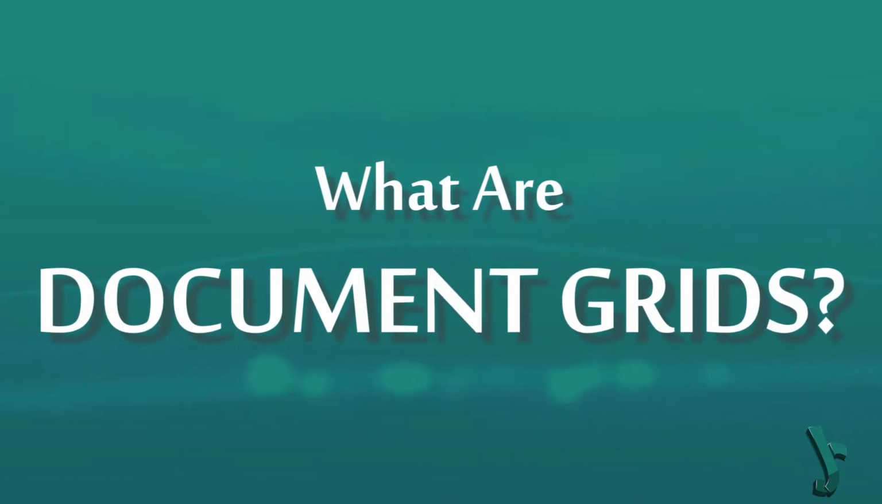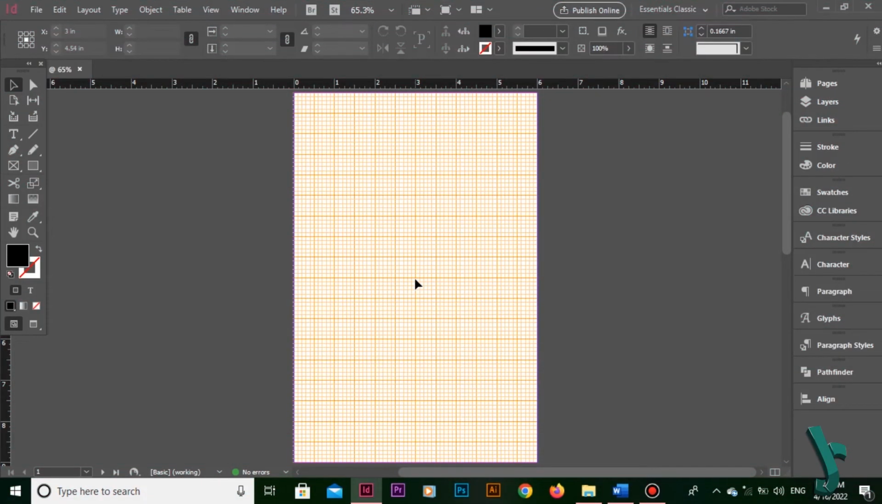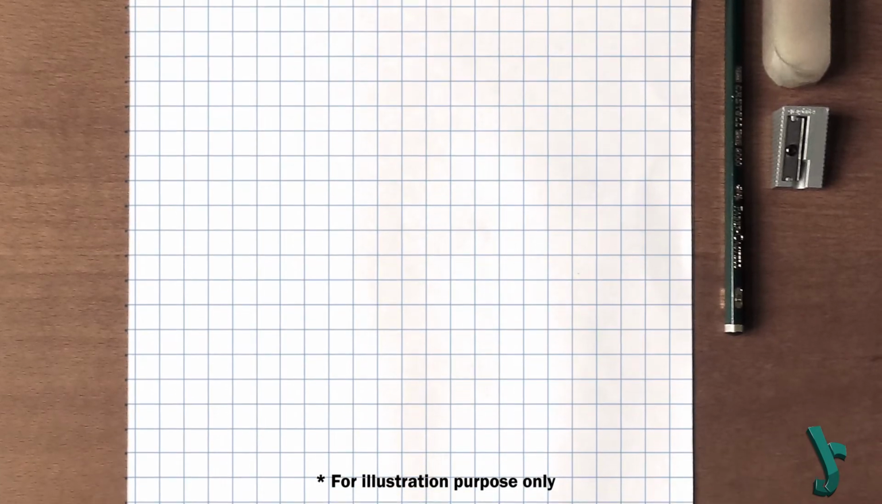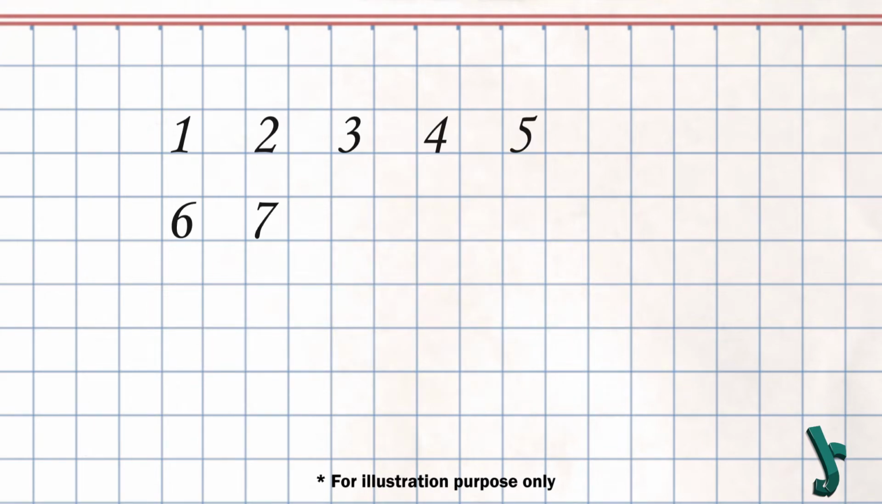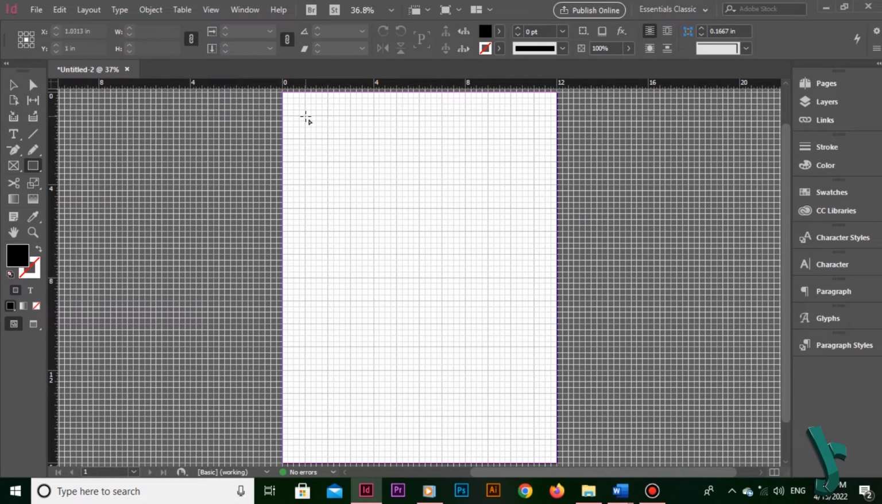What are document grids? Document grids resemble ruled graph paper, just like the one we used in our school days for drawing graphs, curves, and writing numbers in each block. In short, document grids are used to provide vertical and horizontal guidelines without having to build individual guides.